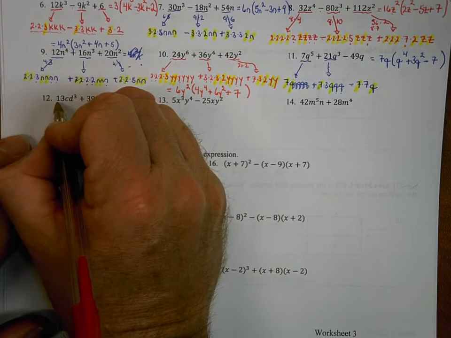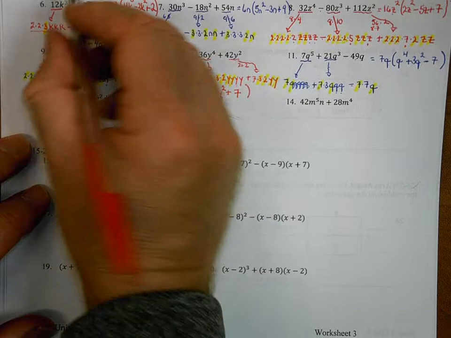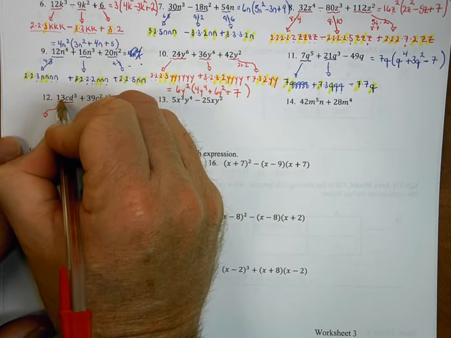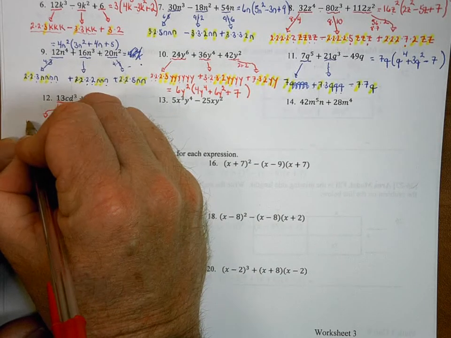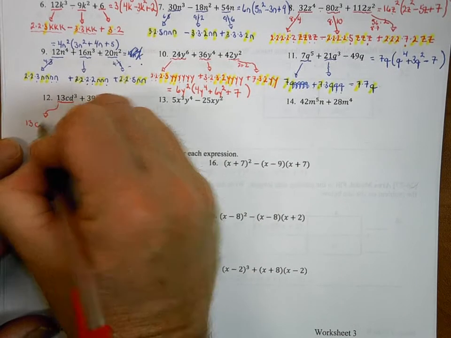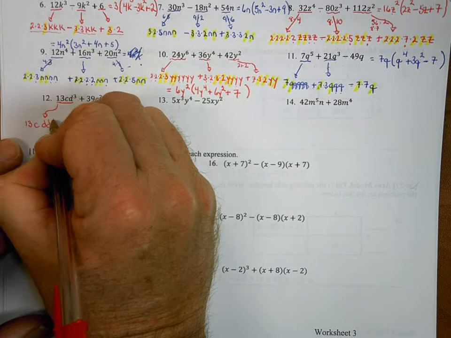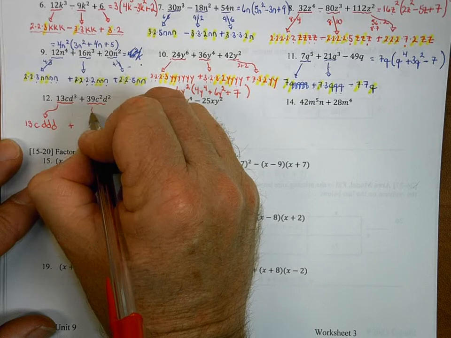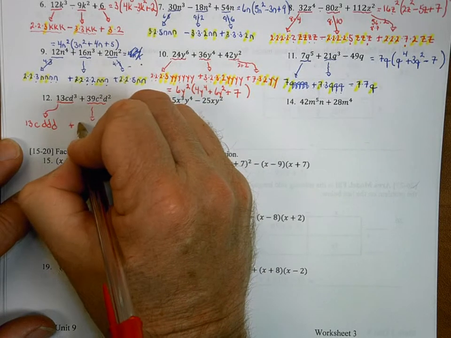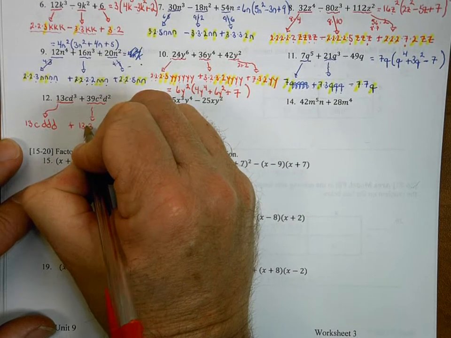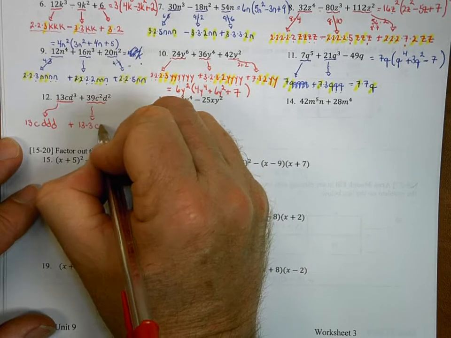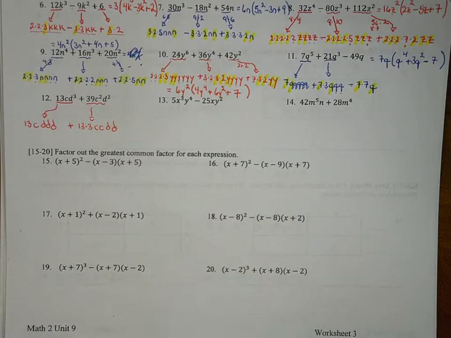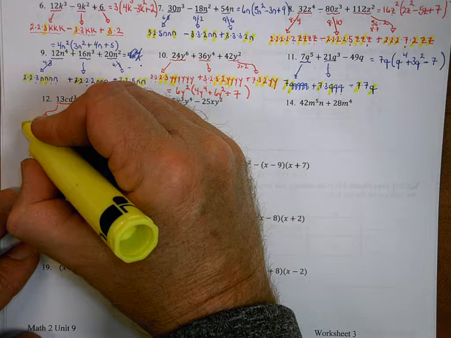So, number 12, I'm told to find the greatest common factor. I'm going to take the first term and factor it down. 13, that's a prime number. You can't factor it, so it's just 13. C is c. D to the 3rd is d, d, d. Then I put a plus. Then I'm going to factor the second term. 39 is 13 times 3. C to the 2nd, c, c. D to the 2nd, d, d. Now I'm going to look and see what's in common in each one of the lists. You can see they each share a 13, that's common.